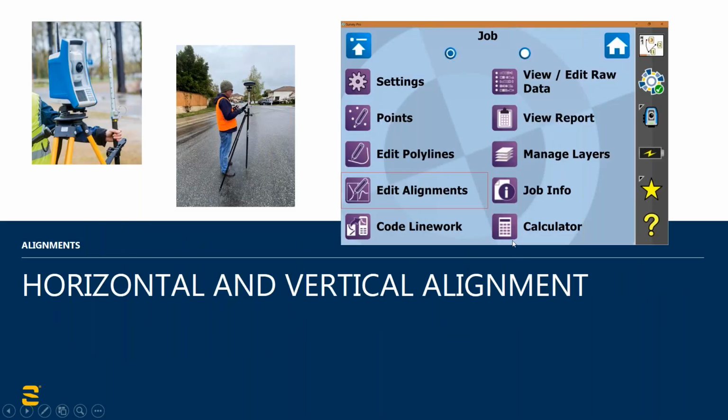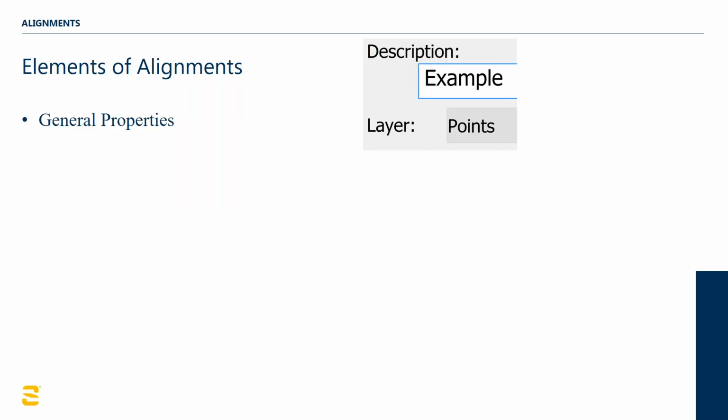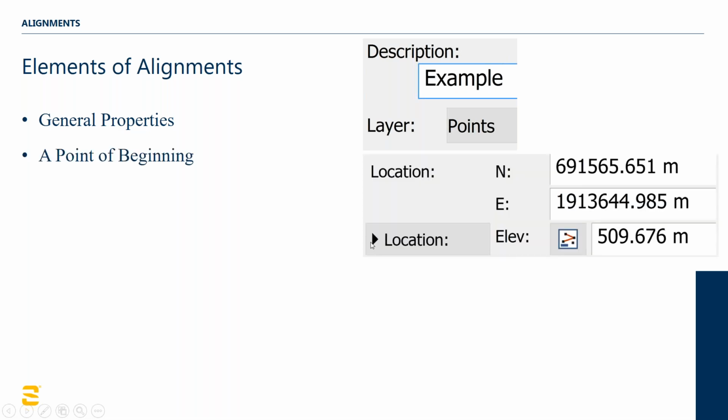So let's begin with horizontal and vertical alignments. You can see under the job setting of Survey Pro, there's an edit alignments feature, and that's where we'll be going. And alignments are really the basis of roads. There are 3 elements of an alignment, maybe 4. The general properties where I can give it a description and I can put it on a layer. Survey Pro is a layer-oriented program, and so I can put my alignments on various layers as well. A point of beginning is another element of the alignment, and so here I can either use a location or a point in the job.